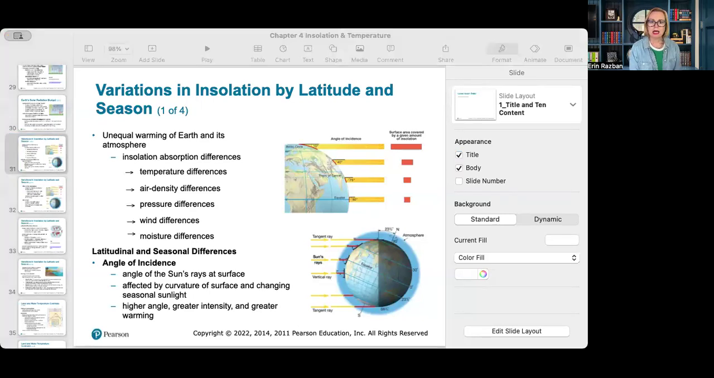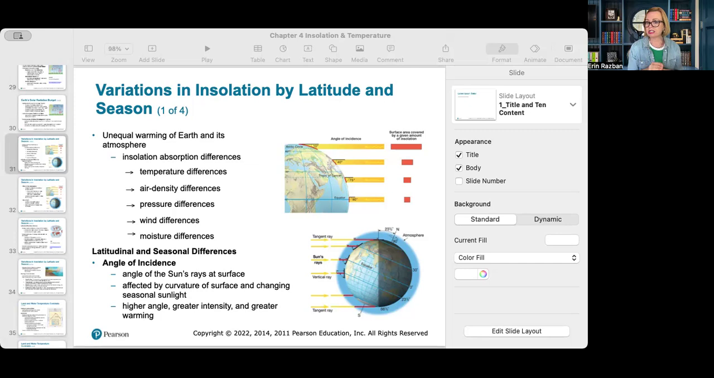Okay, excellent. Now, imagine Earth as a giant solar panel collecting energy from the sun. But unlike a flat solar panel, Earth is a sphere. And this simple geometric fact creates an intricate pattern of energy distribution that varies both by location and by time of year. These variations in solar radiation, or insolation, are primary drivers of our weather and climate patterns. Now, we have four key factors, so let's break them down here.